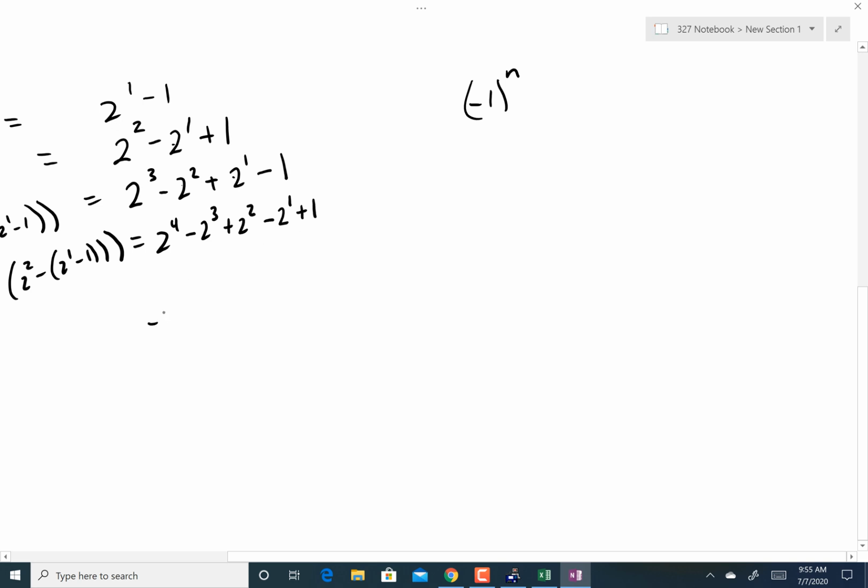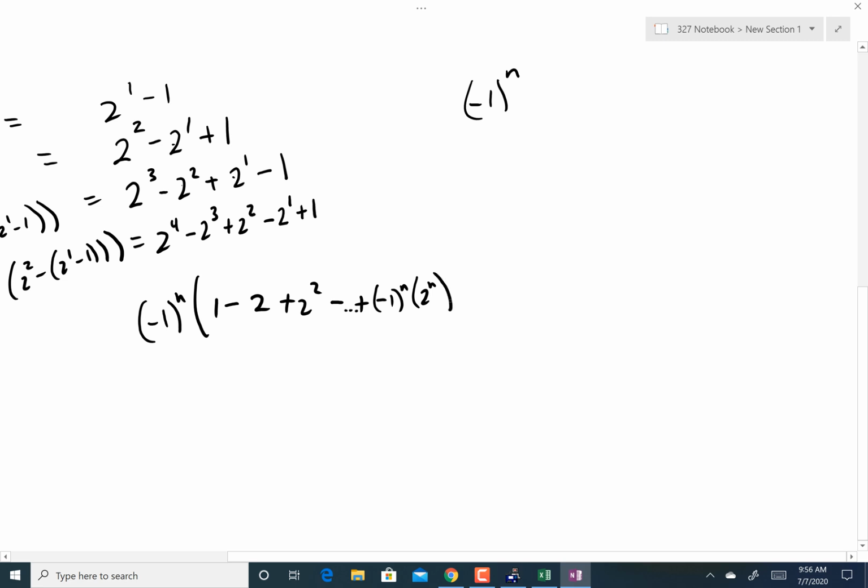So if you factor -1 to the nth out of all those guys, what are you left with? Well, you're left with 1 minus, and then just go up the line the other direction. So it's going to be 1 minus 2 plus 2 squared minus, plus, whatever. And then the last one is going to be plus -1 to the n times 2 to the n.